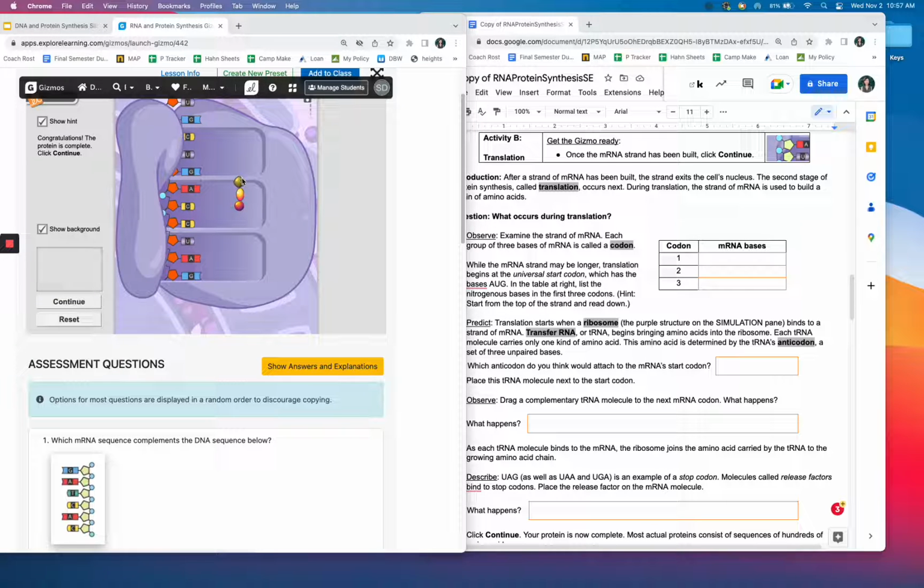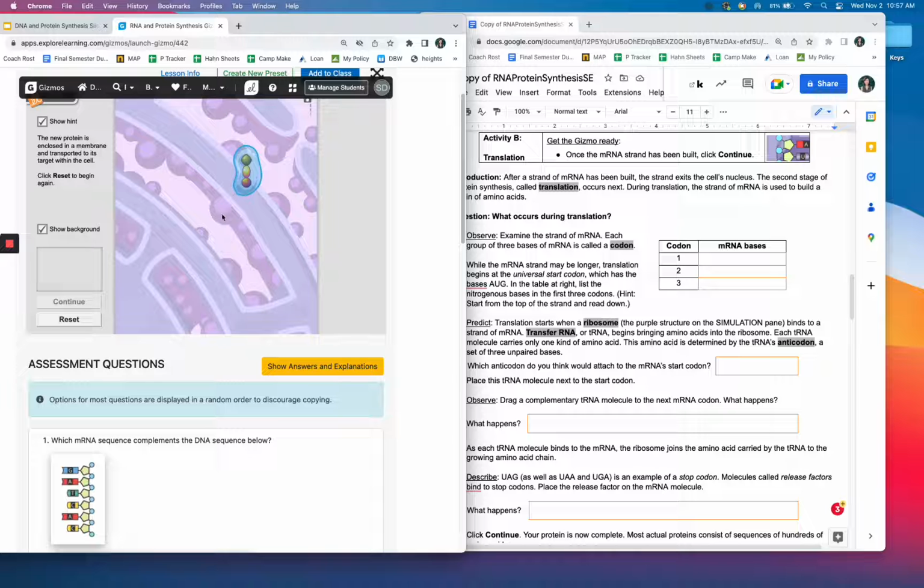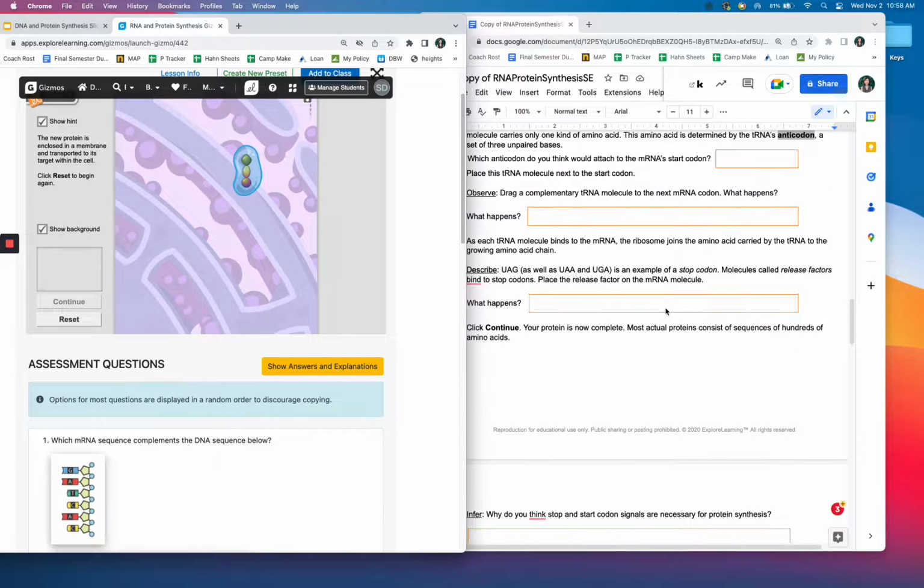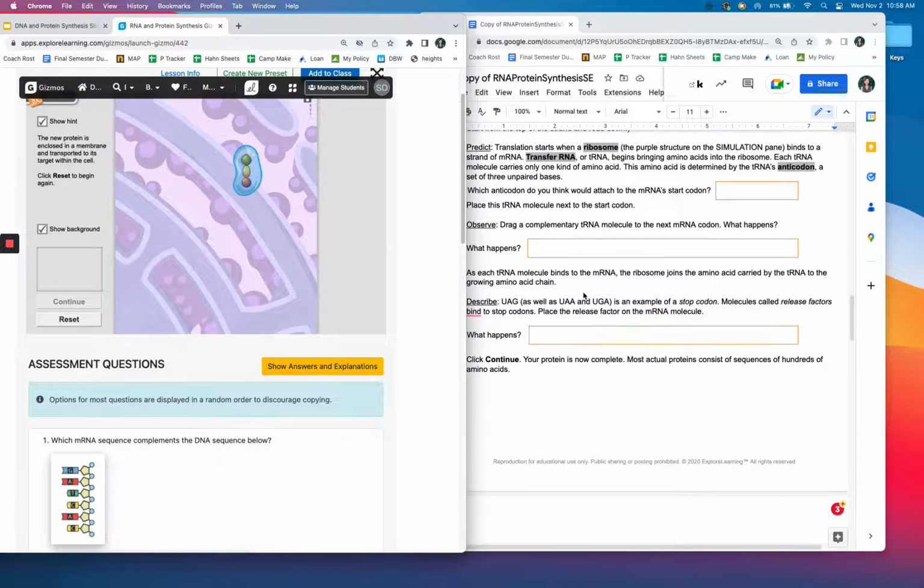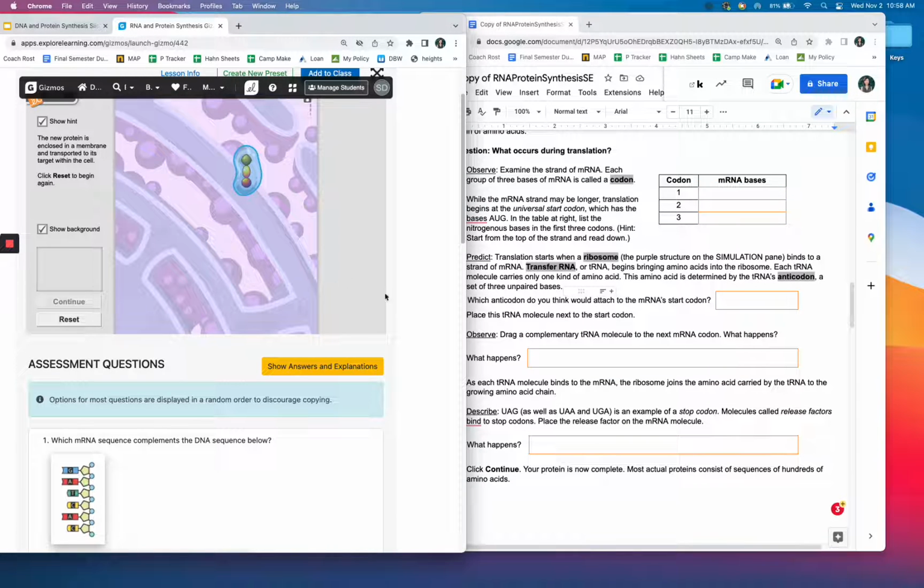Okay, so now after the release factor, my amino acids are linked together, and then I'm going to press continue, and then this is showing my final protein. And of course, this is a teeny tiny protein, because proteins are usually lots and lots of amino acids long. So that is just a very not representative amino acid. Okay. But you can sort of see how that was made.